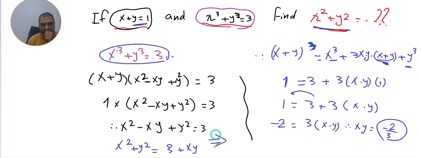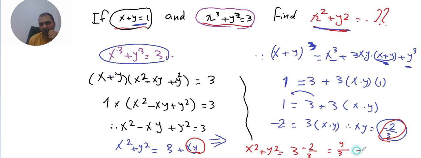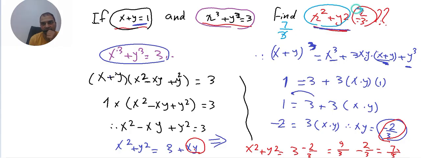Okay, next you can find here down. I want to find the value of x power 2 plus y power 2. Then x power 2 plus y power 2 equals 3 plus x times y, which was negative 2 over 3, right? Negative 2 over 3. Right here, 3 equivalent to 9 over 3, subtract 2 over 3. You can write 3 down here, and 9 minus 2 is 7. Then the answer here will be 7 over 3. Okay, the answer will be 7 over 3. The value of this expression, x power 2 plus y power 2, equals 7 over 3.